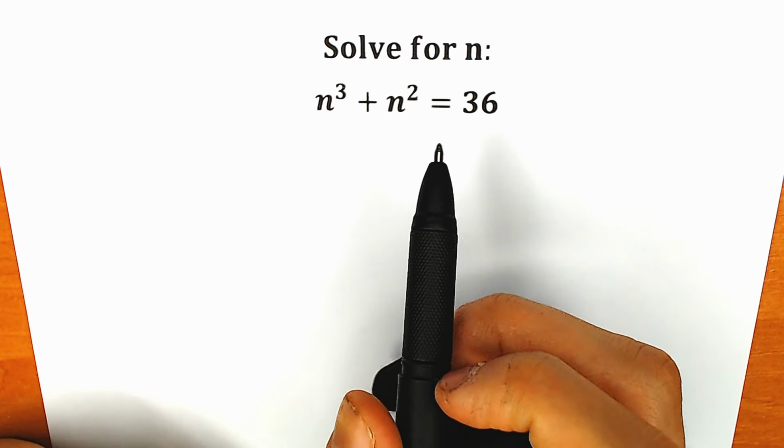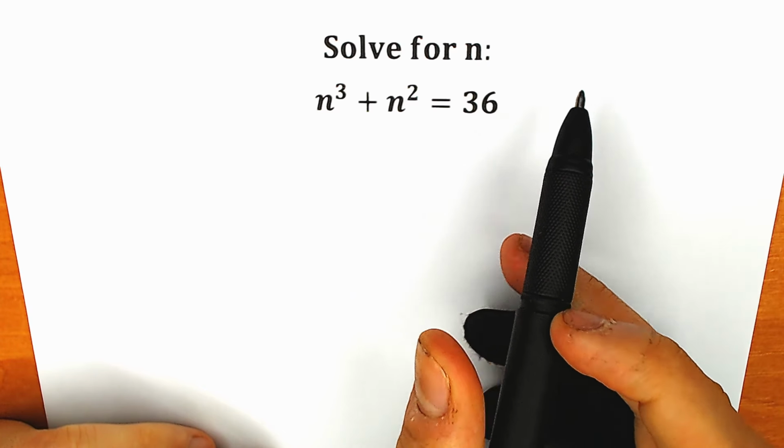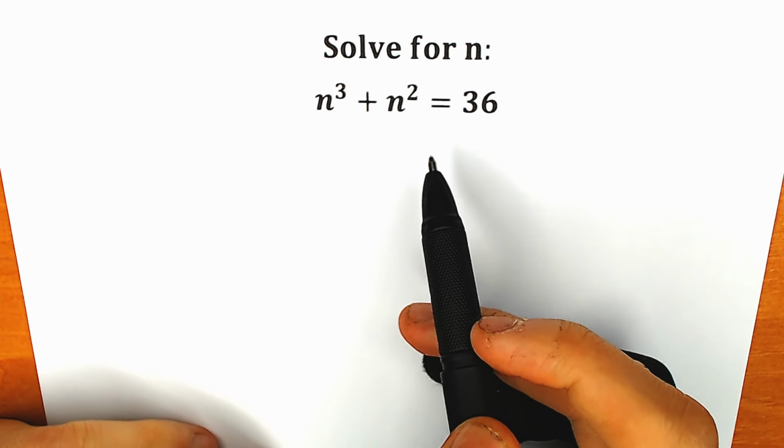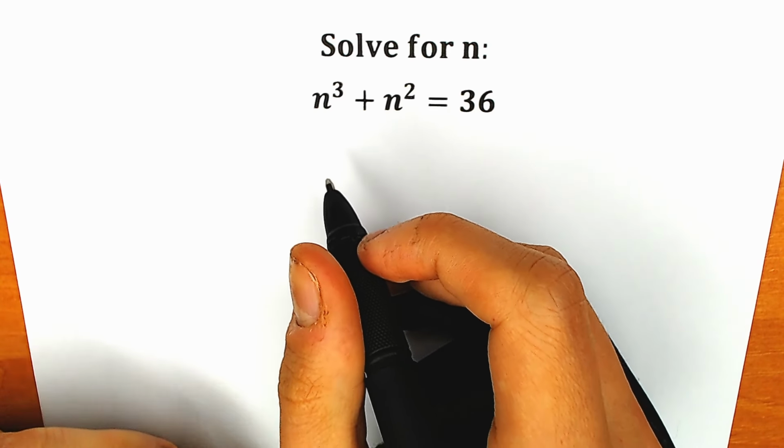Hi, I'm Mathematics. Today we have a really interesting question. n cubed plus n squared equals 36. We need to solve this equation for n. So if you have your solution, your answer, you can also write it in the comments below and then we will check our answer. So let's start.